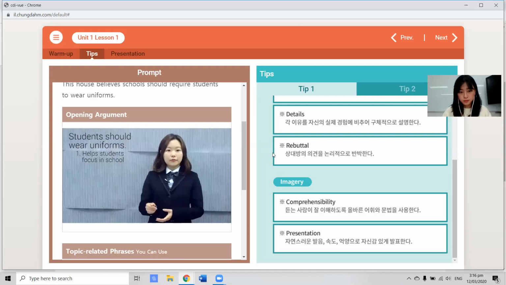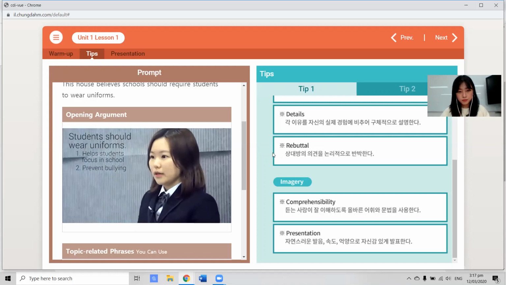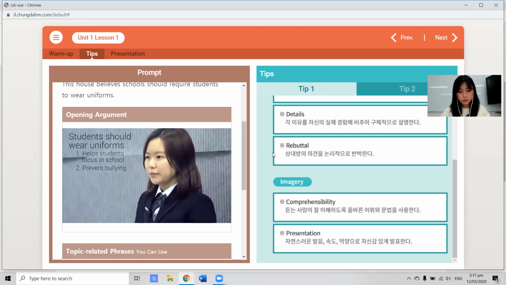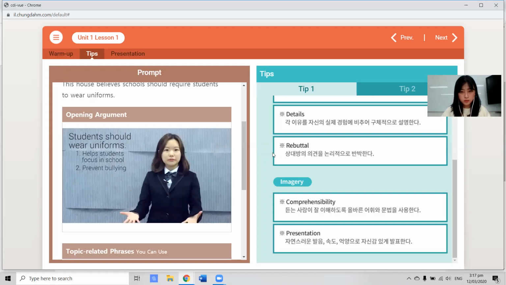Second, uniforms prevent bullying. Students wearing different clothes have already caused a tremendous number of bullying cases in the United States. For example, a 10-year-old girl in Raleigh, North Carolina hung herself because other students tormented her. They teased her about her shoes and clothes. The school administration is considering uniforms to prevent further incidents of bullying.